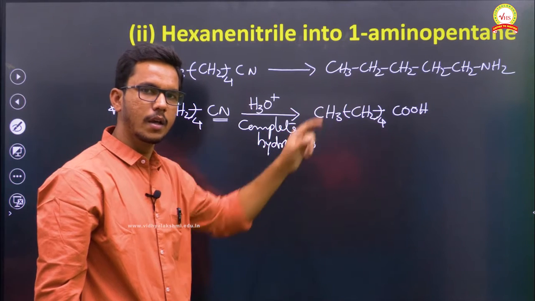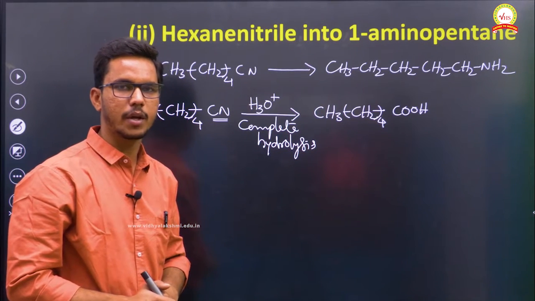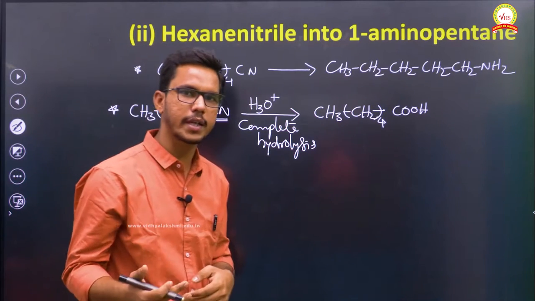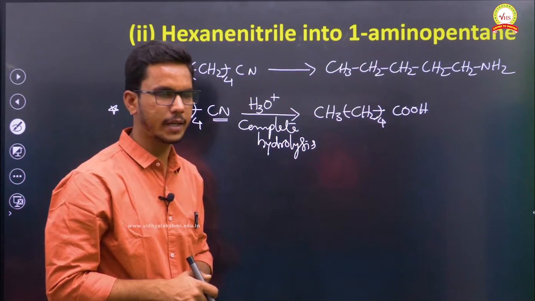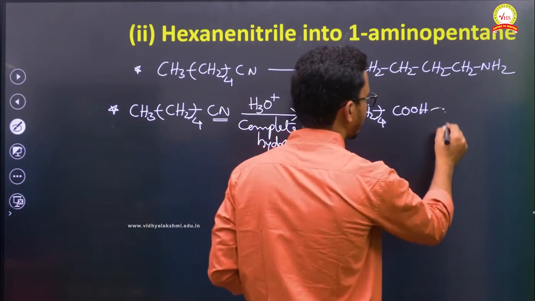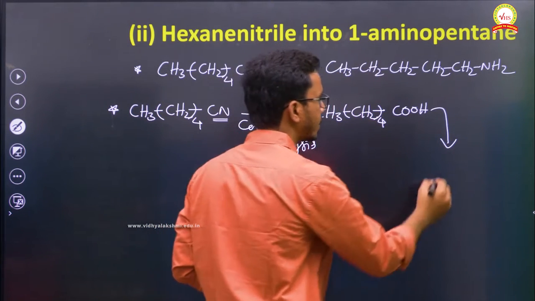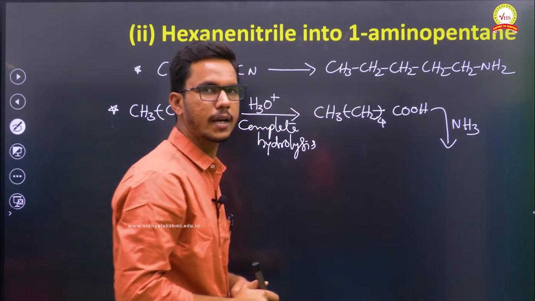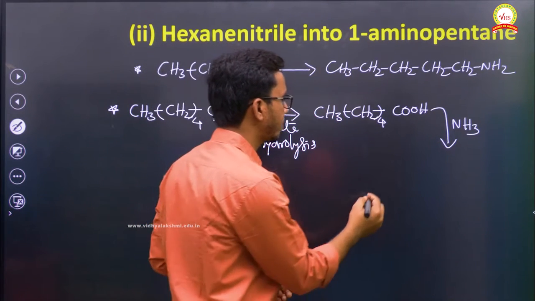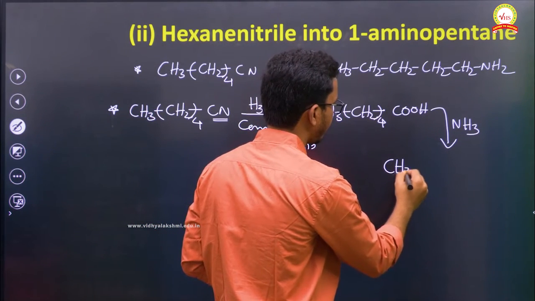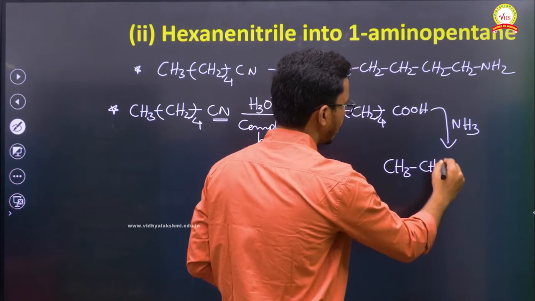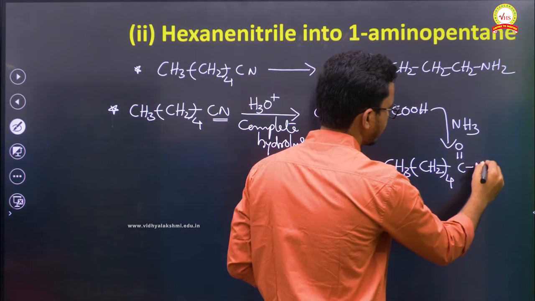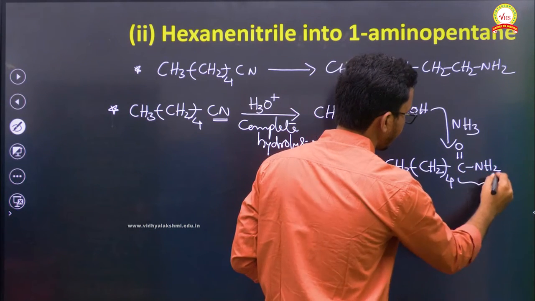5 carbons, right? To decrease the number of carbons, we have to go with one reaction, that is the Hofmann bromamide reaction. Before we go to the reaction, we should get the respective amide, right? Instead of going with SOCl2 and NH3, I will directly go with NH3. Whenever the respective acids react with ammonia, they give you the respective amides, that is CH3CH2 taken 4 times, C double bond O, NH2. This is the amide.